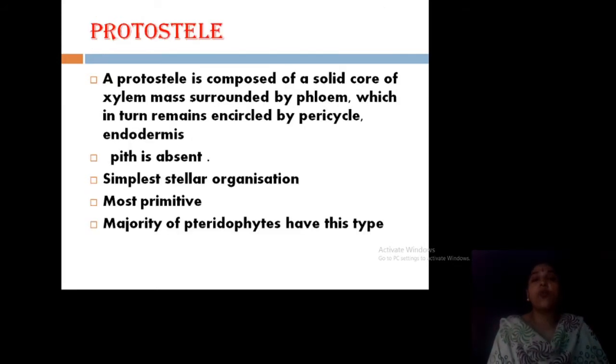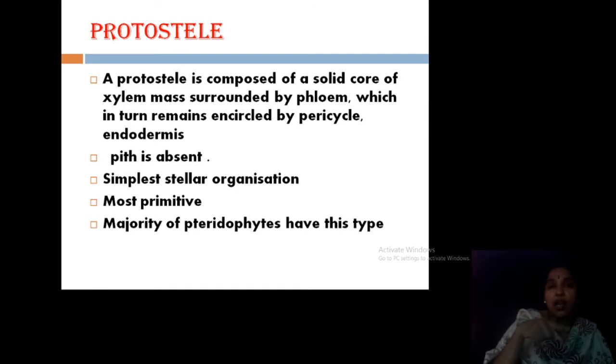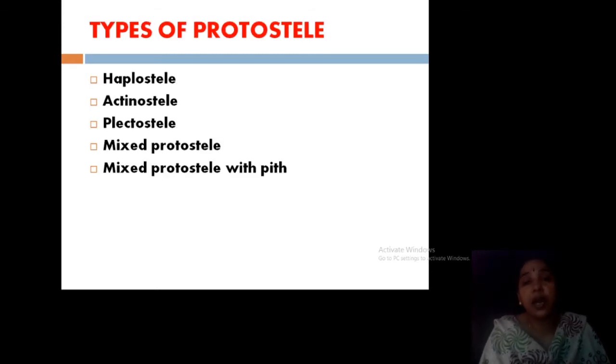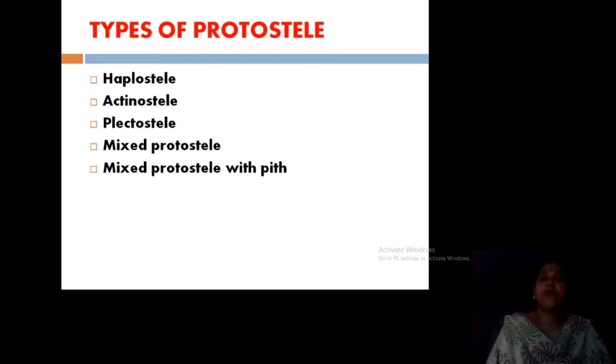Okay. Now, one by one we can look into them. The first one is protostele. What is protostele? This is a primitive one. Here pith is absent. It is a very simple stelar organization, and the majority of pteridophytes have this. So, there is a central core of xylem, central xylem surrounded by phloem, then pericycle and endodermis. Okay, see, there are different types of protostele. The first one is haplostele, then actinostele, plectostele, mixed protostele and mixed protostele with pith.